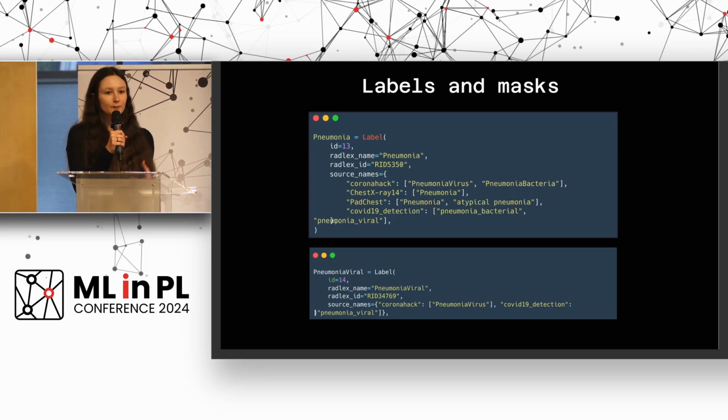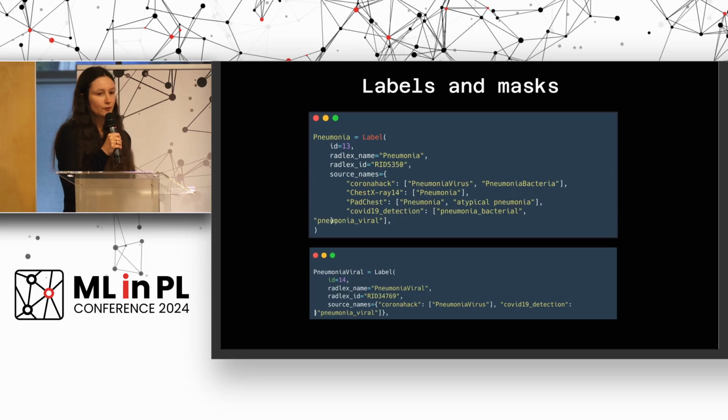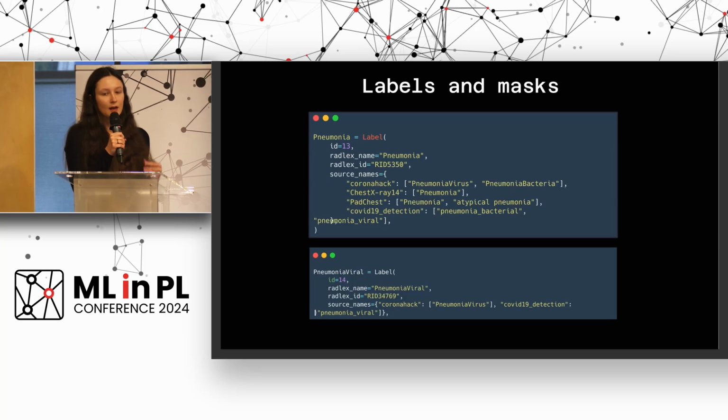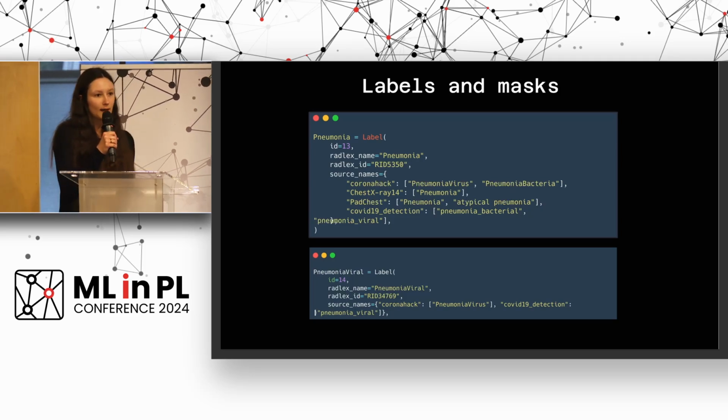However, the RadLex ontology is neither perfect nor complete. So for some labels, we could find a very precise, very accurate RadLex ID. But for others, we had to use a more vague, more general label. An example of such a case you can see on this slide.